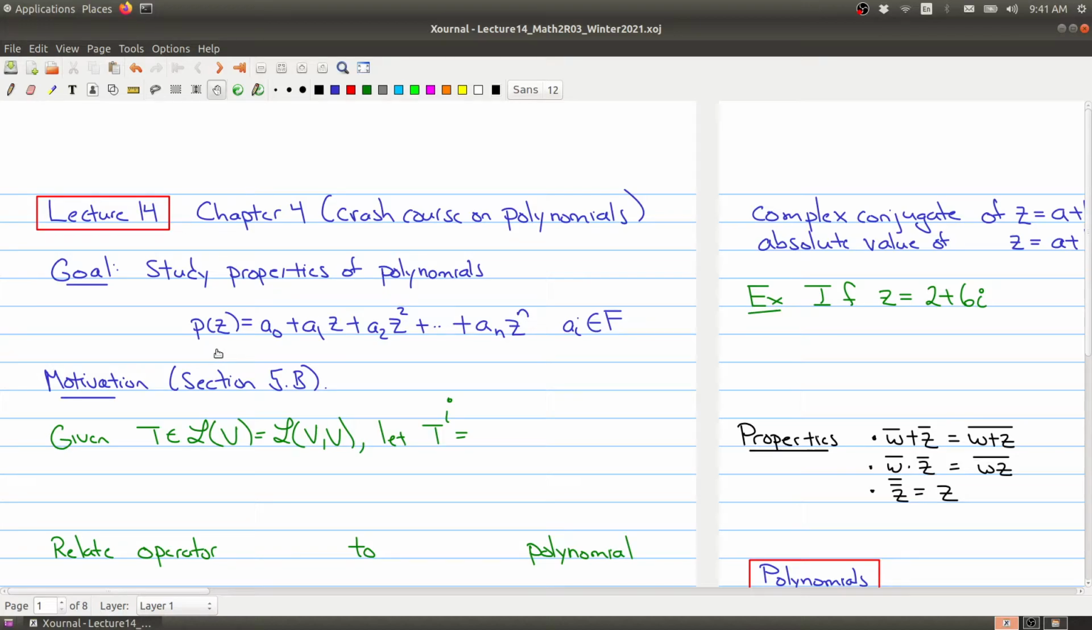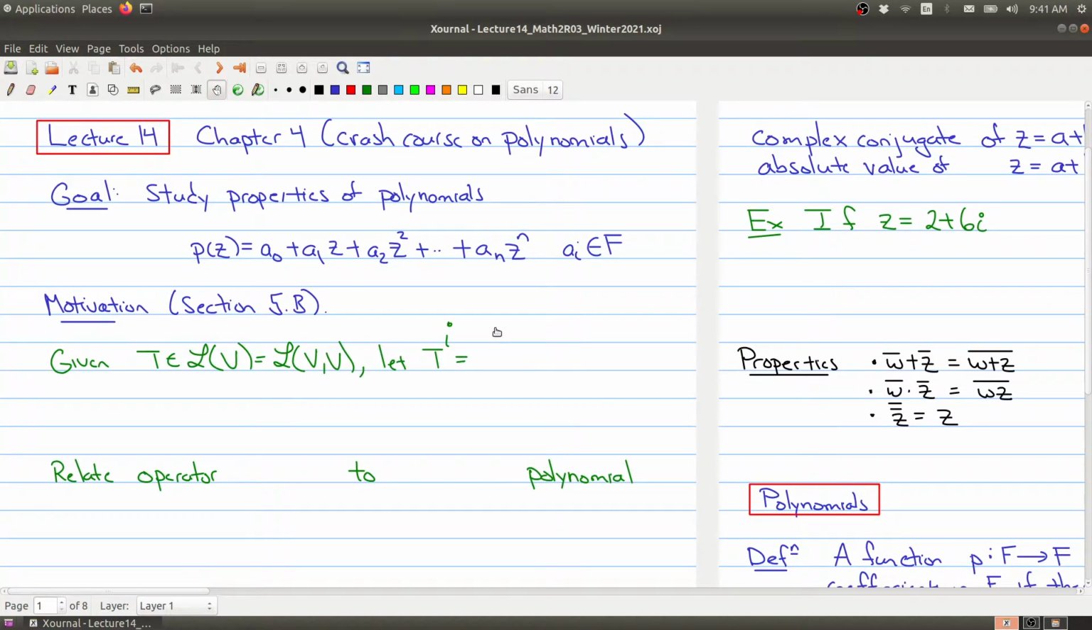So these are elements that look like a0 plus a1 times z plus a2z squared and so on, where all the ai's, which are the coefficients, belong to F. And just to give you a sneak peek about why we're interested in this, in the last lecture, we talked about what an operator is. An operator is just a linear map from a vector space to itself.